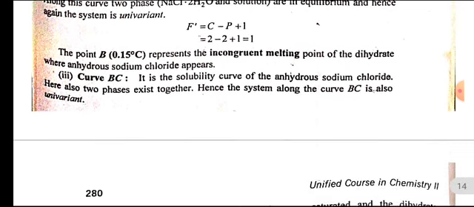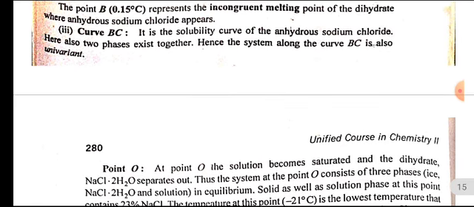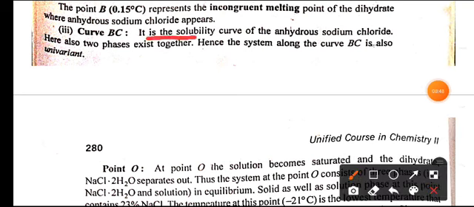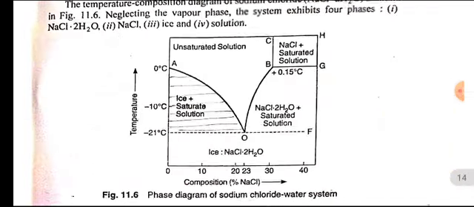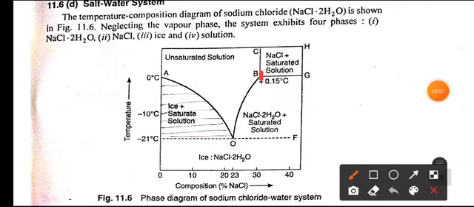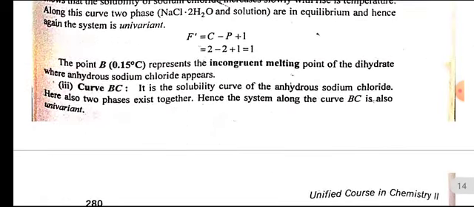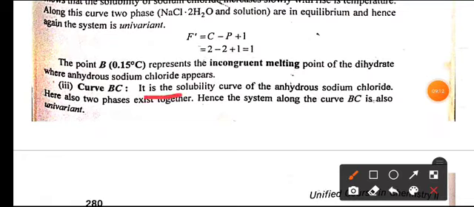Next, curve BC. It is the solubility curve of the anhydrous sodium chloride. What is the curve BC? Here, if you see, along the curve BC two phases appear: one is sodium chloride and the other is saturated solution. So this curve BC is the solubility curve of the anhydrous sodium chloride.